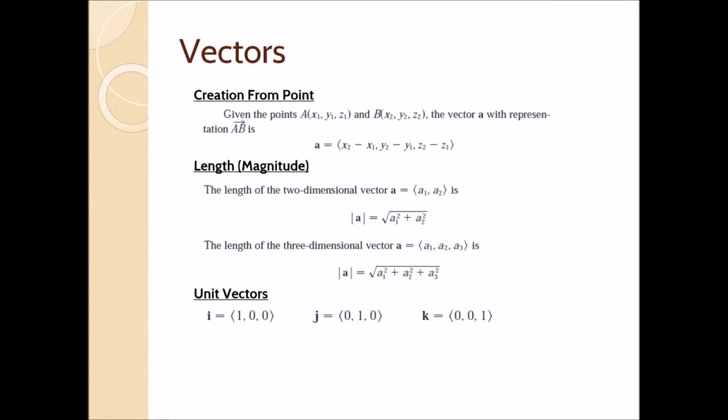To create a vector when given 2 points, where A is x1, y1, and z1, and B is x2, y2, and z2, subtract each corresponding component of the points to get each component of the vector. To find the length or magnitude of a vector, square each of the components, add them up, and then take the square root. A unit vector is a vector with a length or magnitude of 1. You can also make unit vectors by normalizing a vector, or dividing each component by the magnitude.